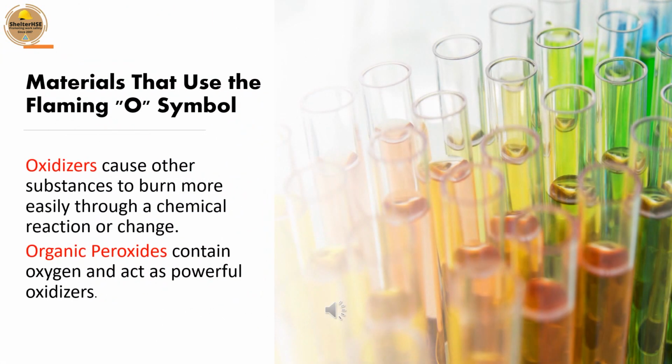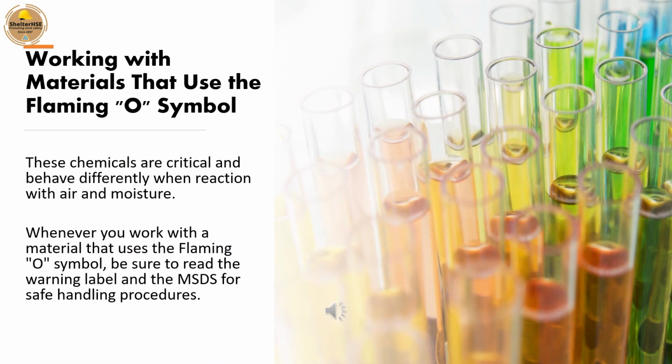Oxidizers cause other substances to burn more easily through a chemical reaction or change. Organic peroxides contain oxygen and act as powerful oxidizers. These chemicals are critical and behave differently when reacting with air and moisture. Whenever you work with a material that uses the flaming O symbol, be sure to read the warning label and the MSDS for safe handling procedures.